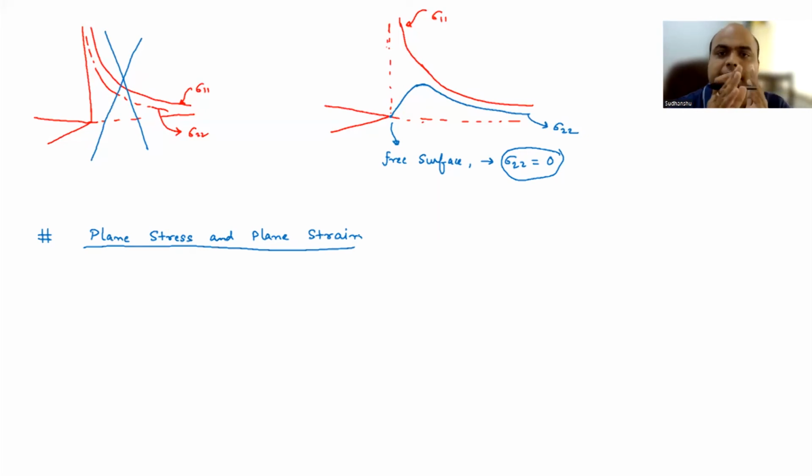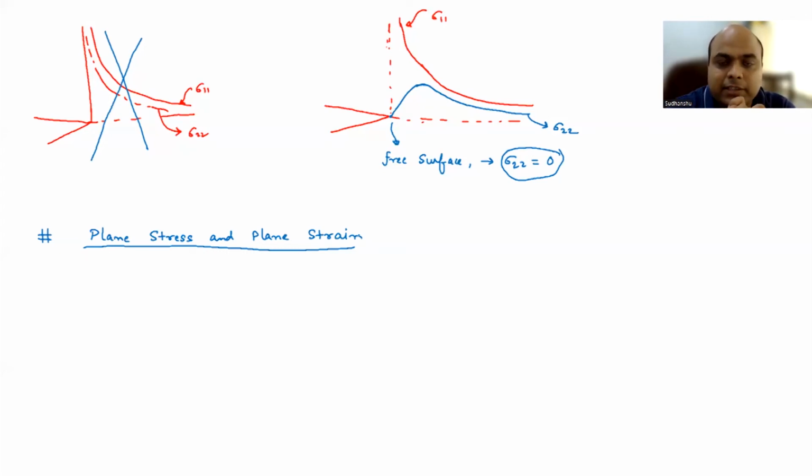So whenever we have a very thin plate, right? And now we know that at the free surfaces, stresses are going to be 0. So for all practical purposes, since the plate is very thin, we will assume that the stress doesn't change through the thickness. Okay. That means along the thickness direction, you are going to have 0 stress. And that is plane stress condition, right?